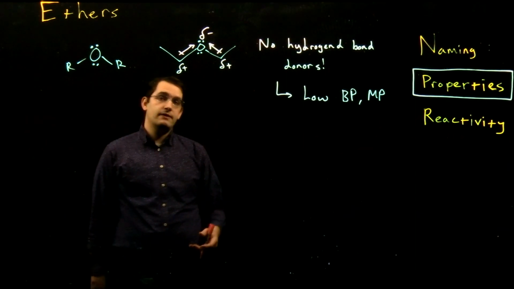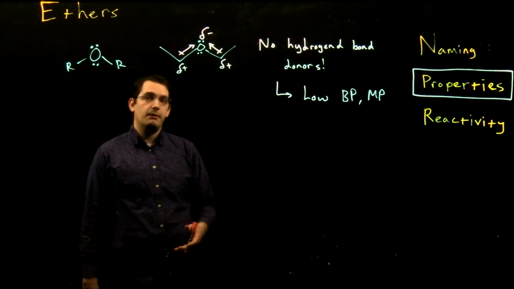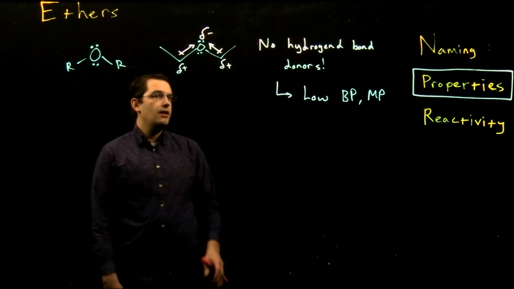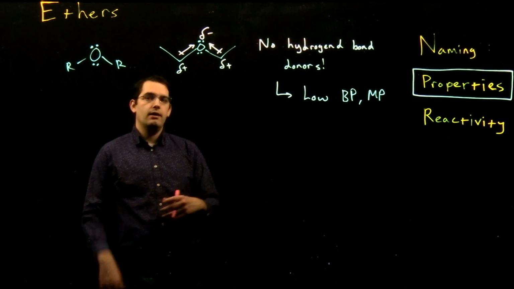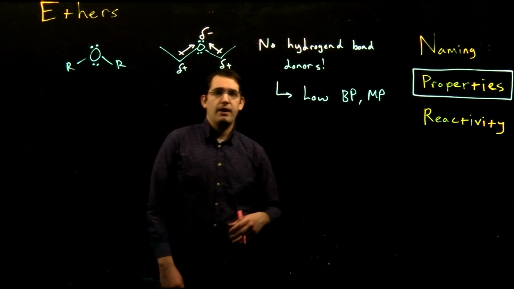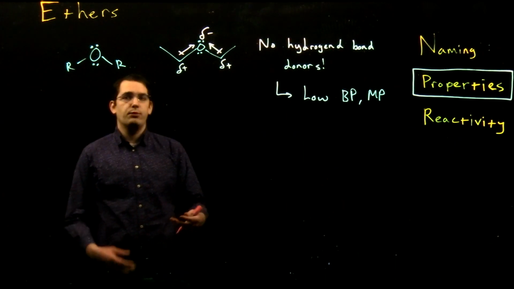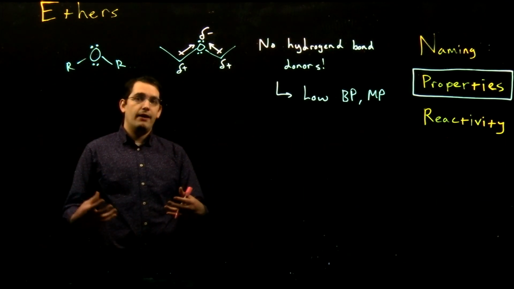Actually, our ethers tend to have fairly close melting points and boiling points to similarly sized alkanes. So they're very, very low boiling point molecules. And of course, we see that in lab, right? Every time we pull out the ether, I always warn you about how volatile it is.